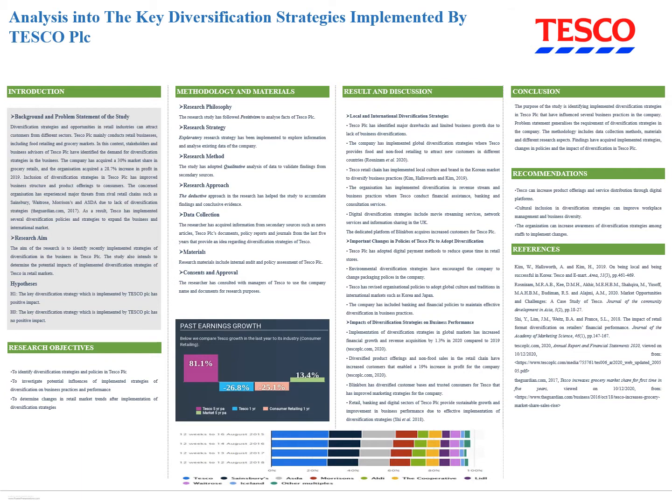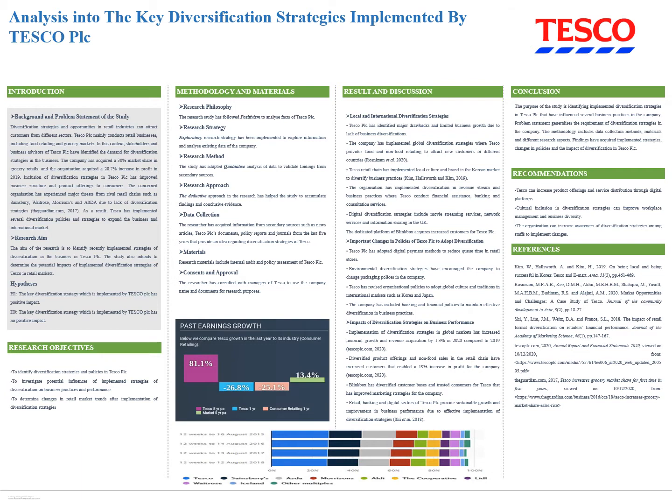Now I describe the next bar chart. This bar chart shows the data comparison of Tesco with other retailing companies such as Sainsbury, Asda, Morrisons respectively in four years from 2015 to 2018. And now I describe our research and discussion: local and international diversification strategies.